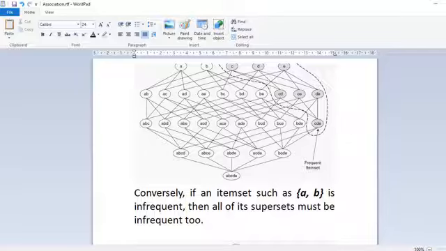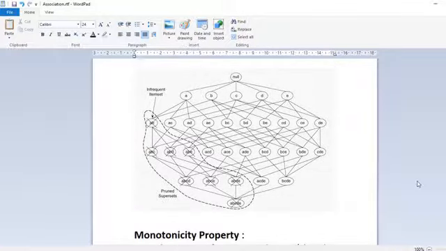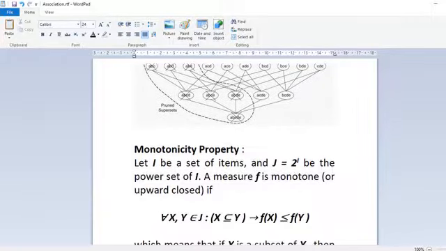Actually this support based pruning is possible by a key property known as the anti-monotone property. We will see that property, both the monotonicity property and the anti-monotonicity property, in detail. So this is regarding the converse of the theorem. Suppose A, B is infrequent, then all its supersets are infrequent. So let us see what the monotonicity property and anti-monotonicity property are.